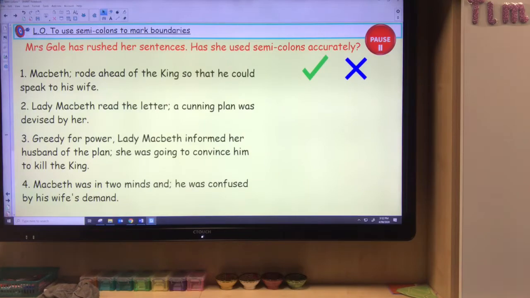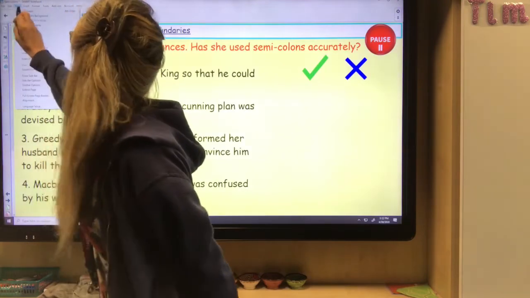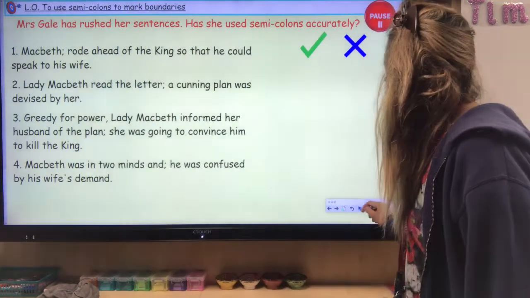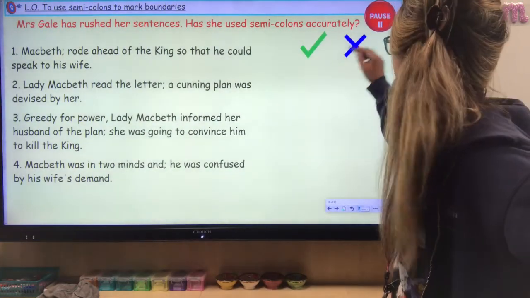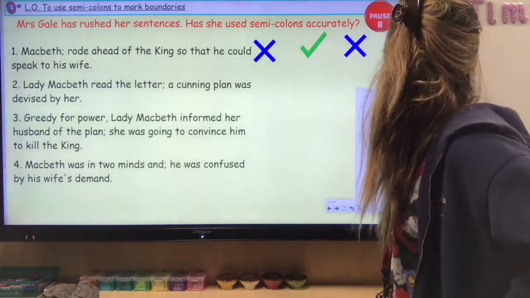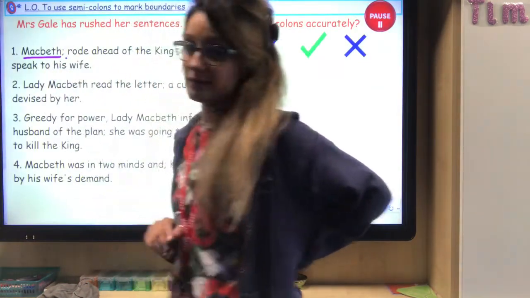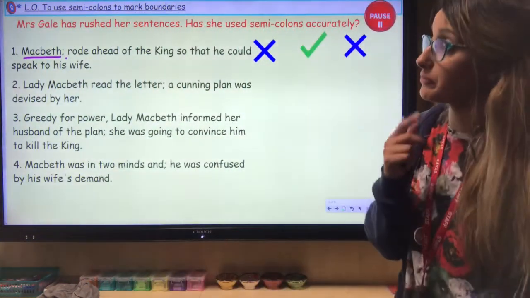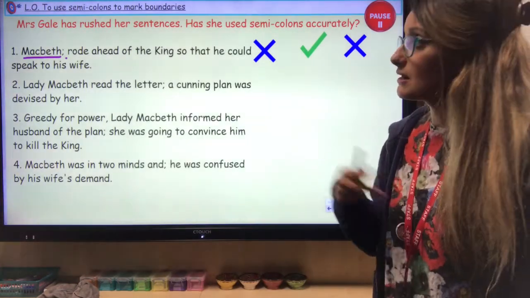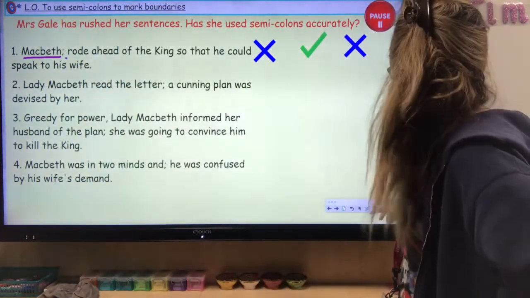Right, Mrs. Gale, which one, the first one, is it correct or is it not? You can drag it. Right, so Macbeth rode ahead of the king so that he could speak to his wife. So that is incorrect, okay? And the reason why I know it's incorrect is because this, first of all, isn't even a sentence. Macbeth, semicolon, it's not a sentence. It's not joining to anything. Also, if I replace with and or a full stop, Macbeth and rode ahead of the king doesn't make any grammatical sense. I couldn't have a full stop after the word Macbeth because it wouldn't grammatically make any sense either. Okay, so it's not correct.